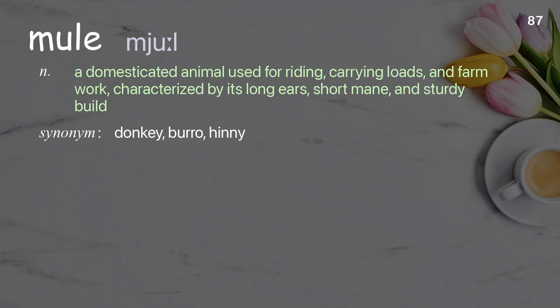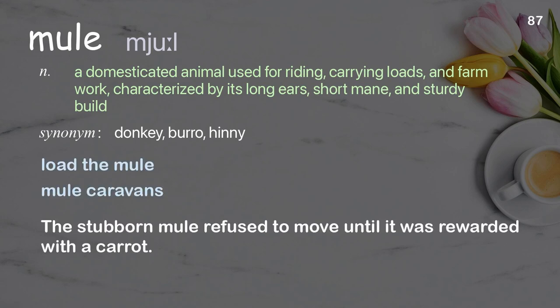Mule. A domesticated animal used for riding, carrying loads, and farm work, characterized by its long ears, short mane, and sturdy build. Examples. Load the mule. Mule caravans. The stubborn mule refused to move until it was rewarded with a carrot.